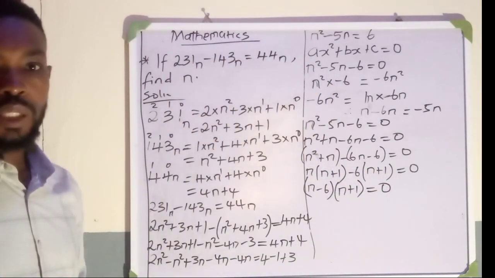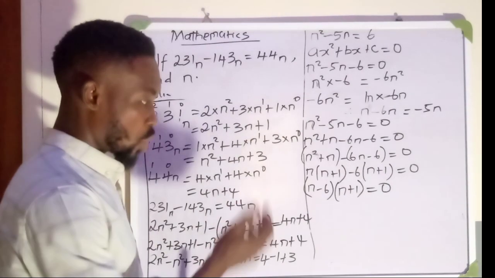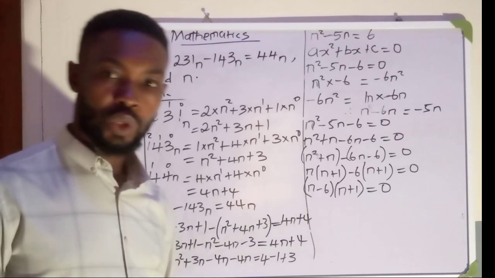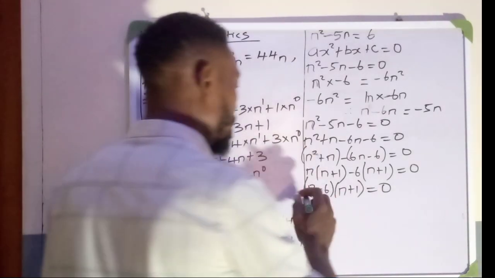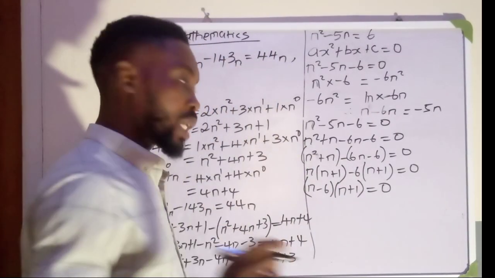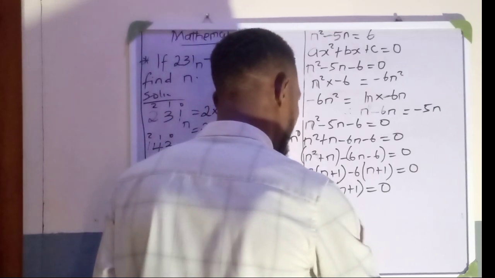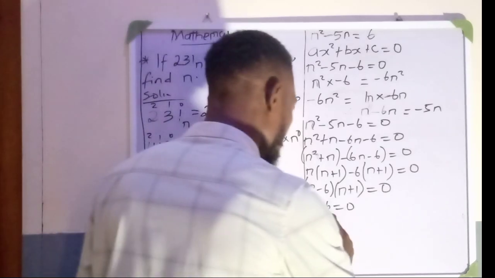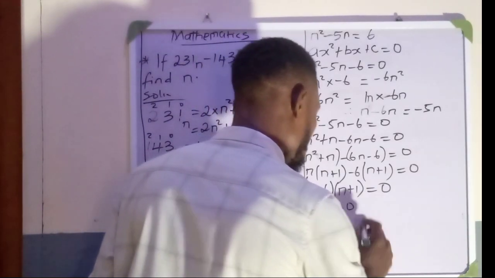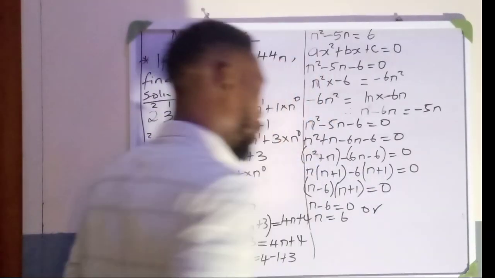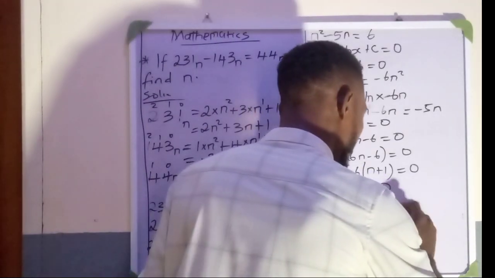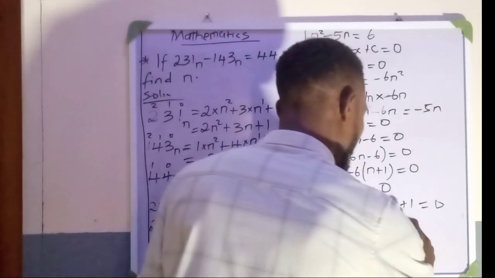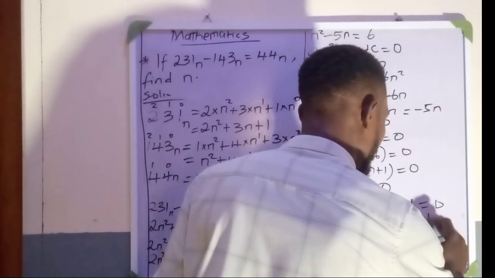If you are conversant with quadratic equations, this is what we have. Now, if the product of these two factors is equal to 0, it can be stated therefore that either n minus 6 is equal to 0, and if that is so, that means n will be equal to 6, or n plus 1 is equal to 0. And if that is the case, that means n is equal to minus 1.